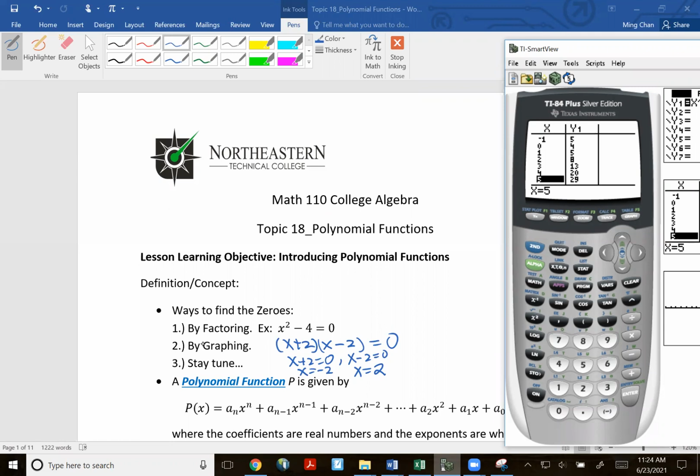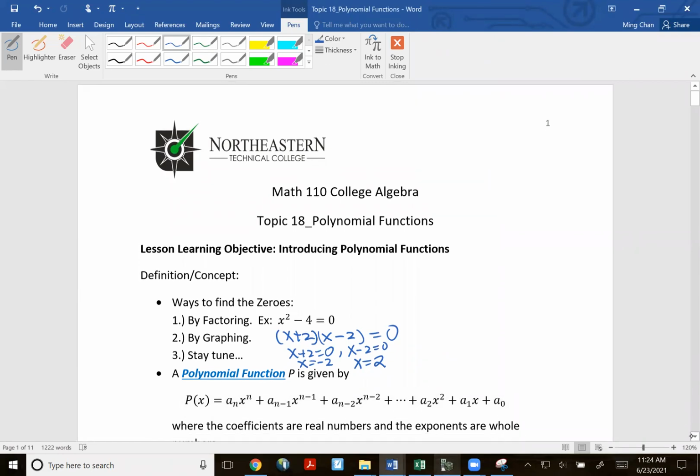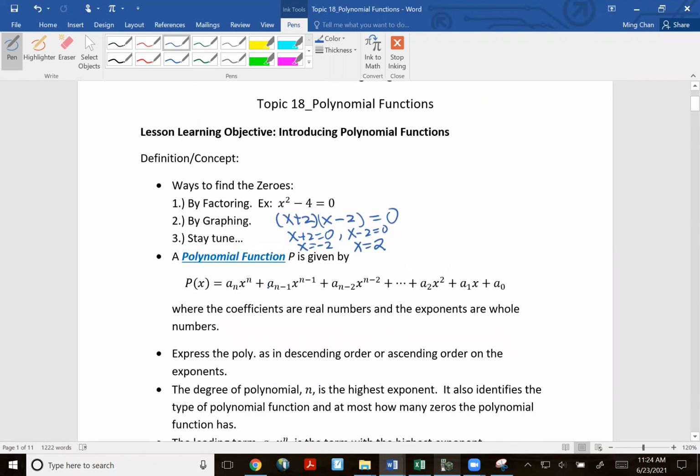All right, I'm not showing you this to scare you. A polynomial function p is given by this form: a sub n, x to the n power, plus a sub n minus 1, x to the n minus 1 power, and so on. All this crazy thing is basically saying this is what a polynomial function looks like. A sub n minus 1, a sub n minus 2, a2, a1 are just coefficients. The n minus 1, n minus 2, down to squared, 1 power, 0 power are just your exponents.